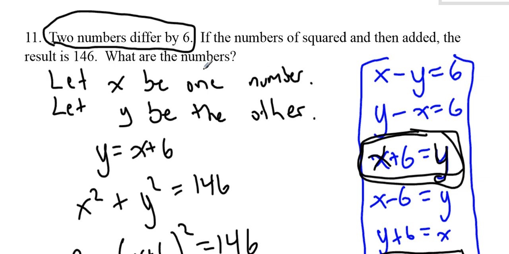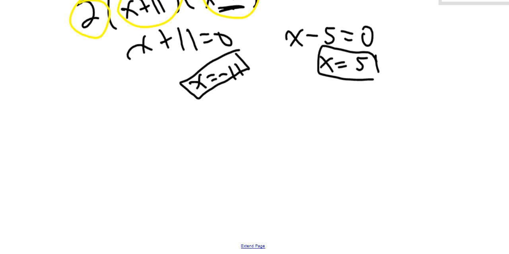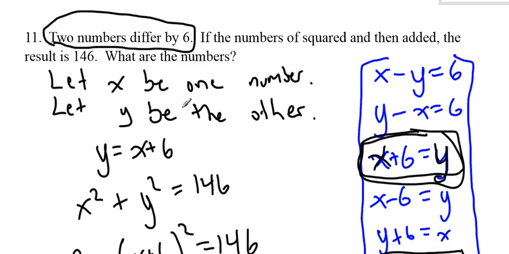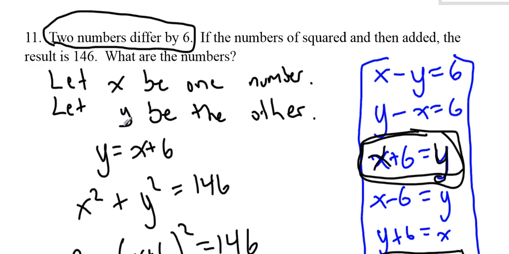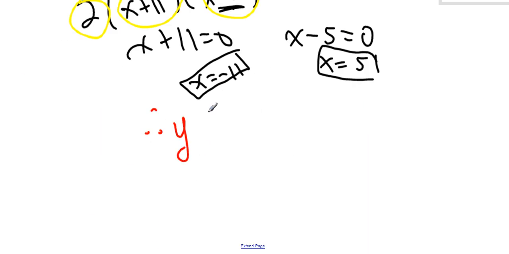Let x be one number, let y be the other. Well, they're supposed to be numbers, and both negative 11 and positive 5 are numbers. Let's figure out what y has to be. If x is negative 11, what would y have to be? Here's my relationship between x and y: if I take x and add 6, I have y. So if x is negative 11, then y is negative 5. Over here, if x is 5, y is 11.